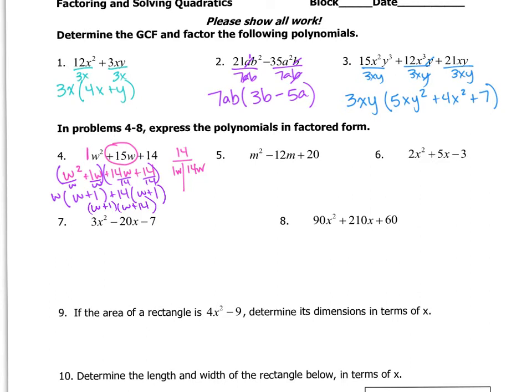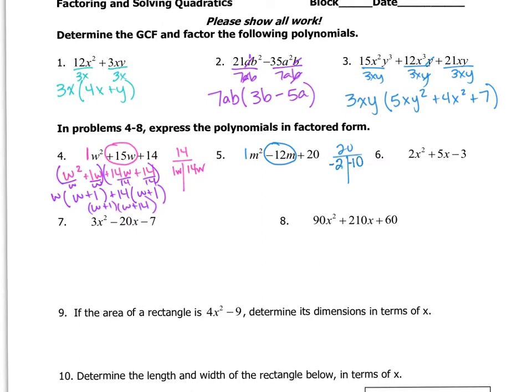Let's look at the second one. There is no GCF, so I'm going to have to do the same thing. So I'm going to multiply a times c, so that's 1 times 20. Now we need two numbers that will add to give us negative 12. So in this case, I'm going to have to look. I know it's not 1 and 20. I'm going to try 2 and 10. And I know that multiplies to give me 20, but I need it to add to give me a negative 12, so I need to make both of those negative.